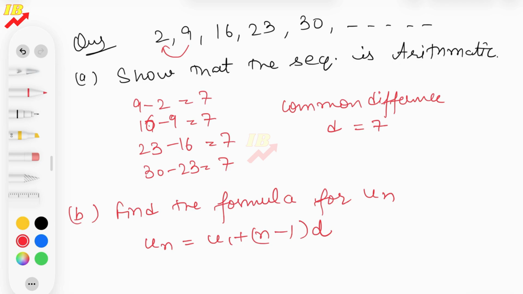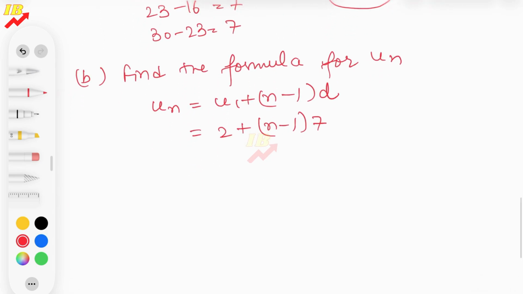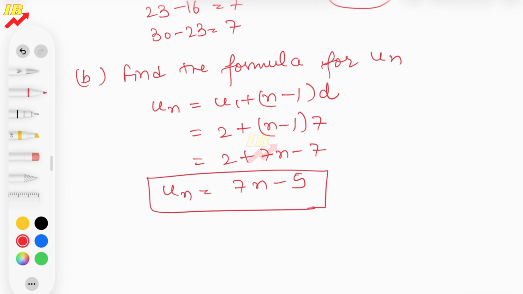Okay, so I know this is my u1 and this is my d, which I found already. So I'm just plugging in these two things here like this. Okay, I am not touching n. You are also not supposed to touch n. So this is 7n minus 7. So the appropriate expression for this comes out to be this: un comes out to be 7n minus 5. Alright. I hope you understand this.